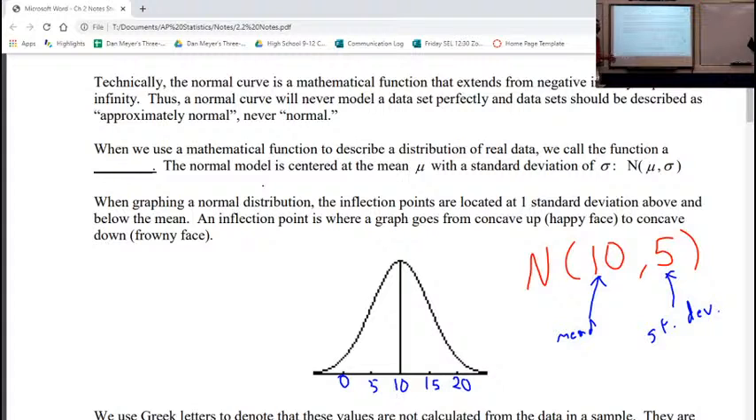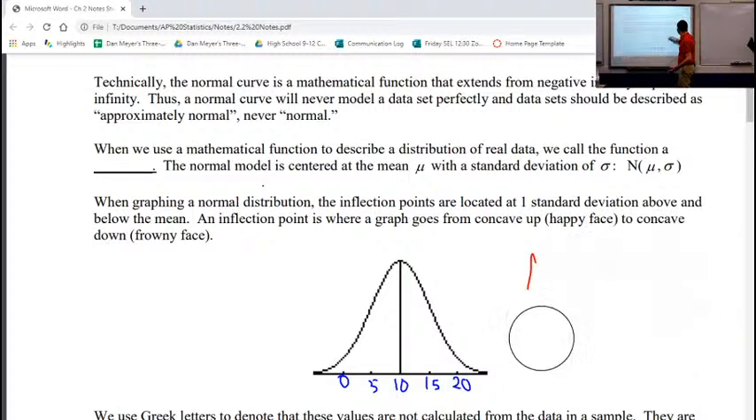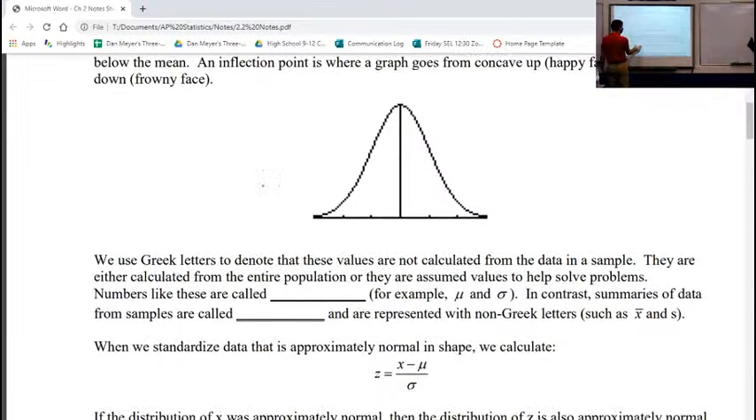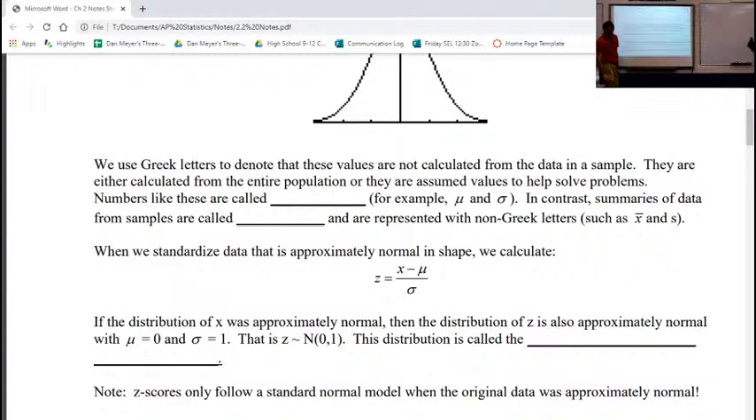Another way we can do this, if we wanted to scale and standardize this for any normal distribution, is to mark it so that it's centered at 0 and just count standard deviations. And the thing that is centered at 0 and just counts standard deviations is z-scores.